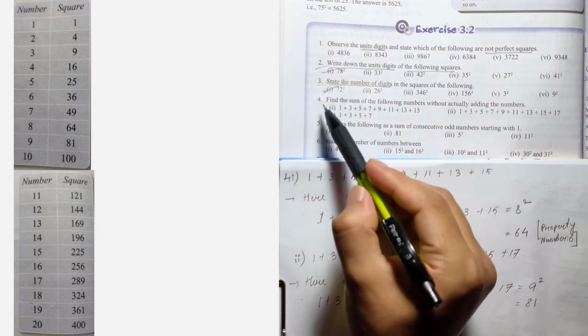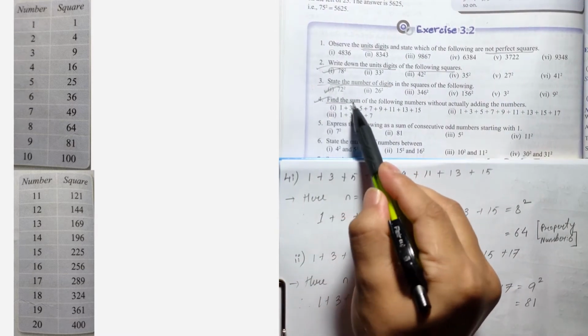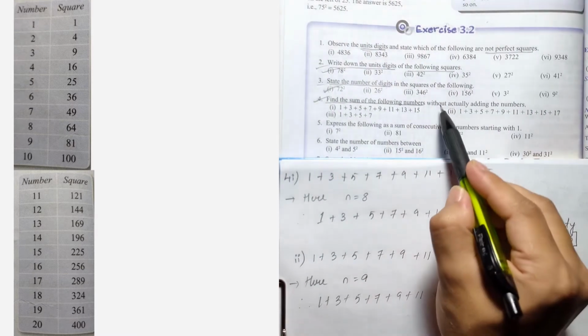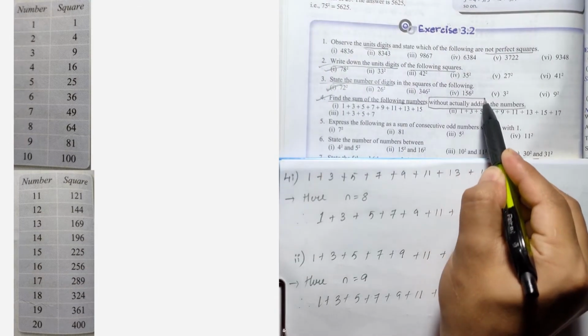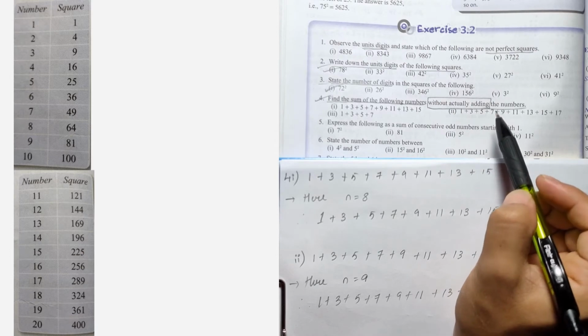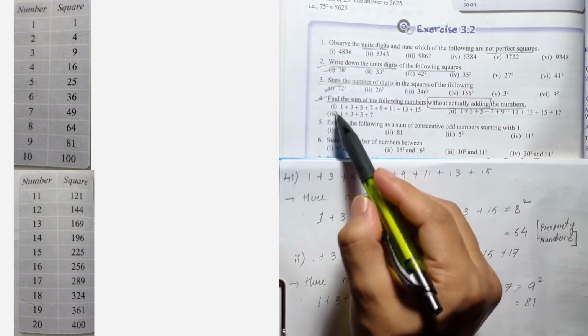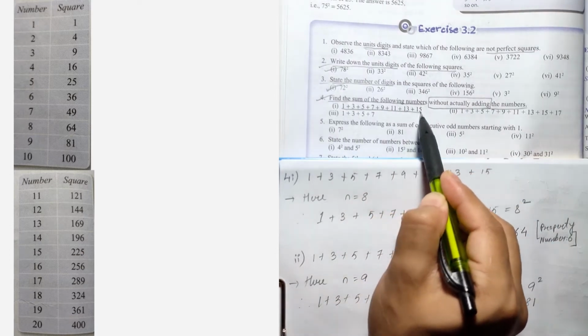Let us look at one more question. Number 4: find the sum of the following numbers without actually adding. This part is very important, without actually adding the numbers. So how will we find the sum without adding?